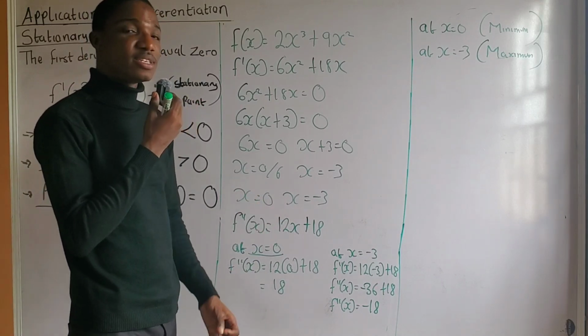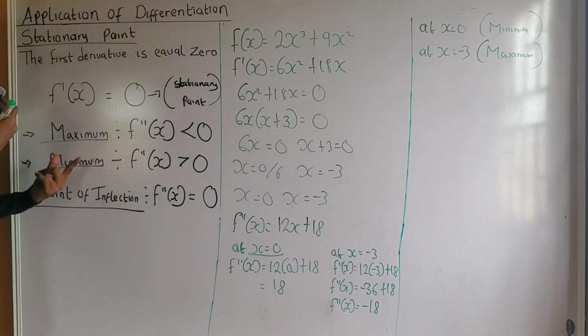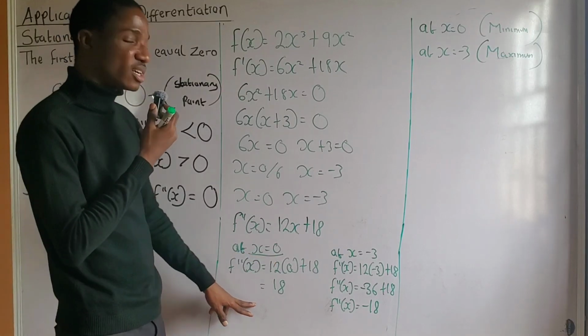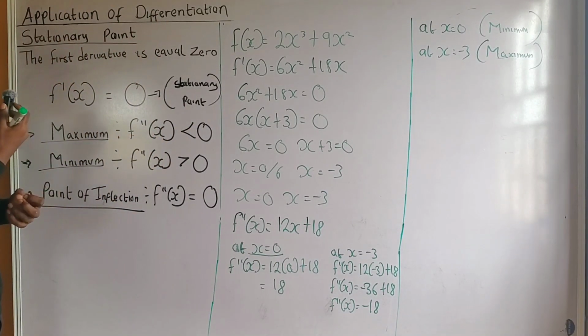So, having gotten the second derivative, I substitute the value of x as 0. So, I obtain the second derivative as 18. Now, according to the conditions I gave to you, if the second derivative is greater than 0, that means the point is minimum. So, at x equals 0, I got the second derivative as 18. That means that the point x equals 0 is a minimum.